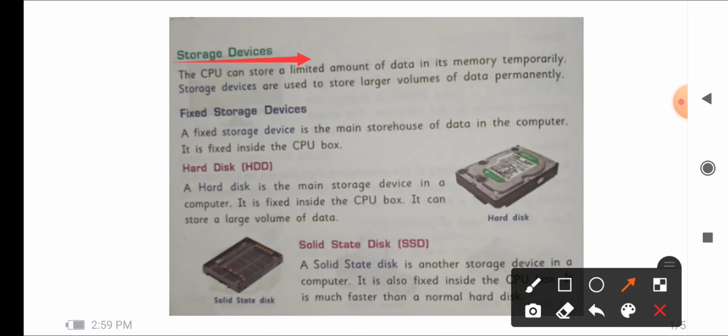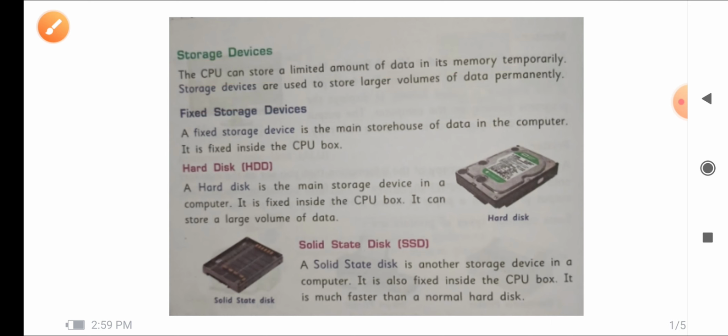storage devices. The CPU can store a limited amount of data in its memory temporarily. Storage devices are used to store large volumes of data permanently. That means wherever the data is being stored, in the CPU, it is stored in a limited amount. Whatever data is stored in CPU memory is temporary. It is not for a long period of time.